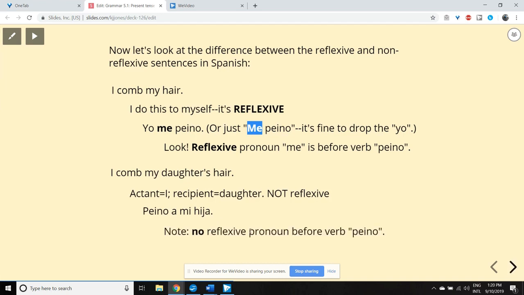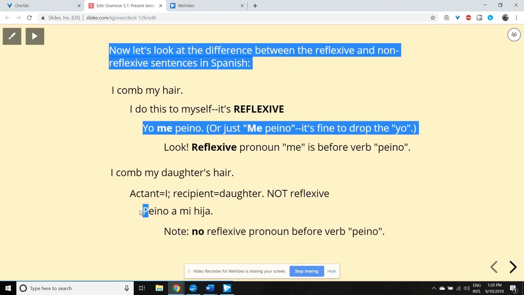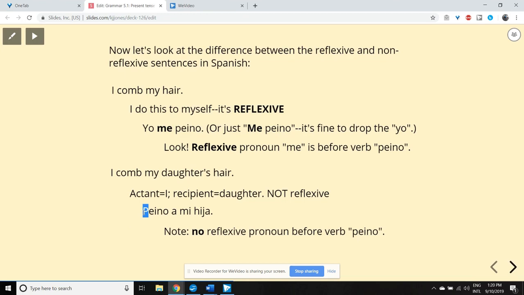Again, let's pay some attention to grammar. Note that there is no reflexive pronoun here before peino. Of course, I'm not doing this action to myself. I am doing it to my daughter, right? This action is not reflexive. There's no reflexive pronoun before the verb. Why don't I have yo before peino? Because I don't need to be emphatic, right? The only possible subject for peino is yo. And Spanish is a pro-drop language. It wants that subject pronoun out of there whenever possible, and it's certainly possible here, right?